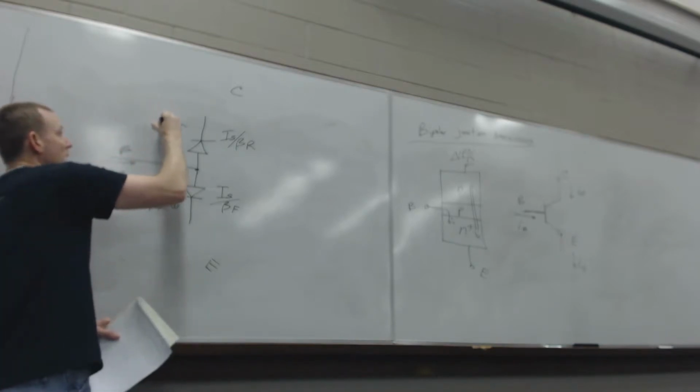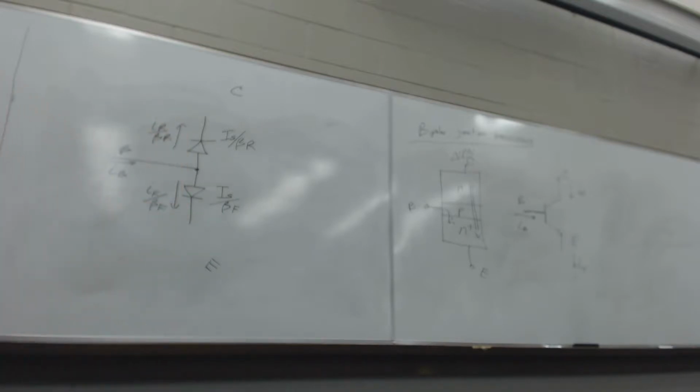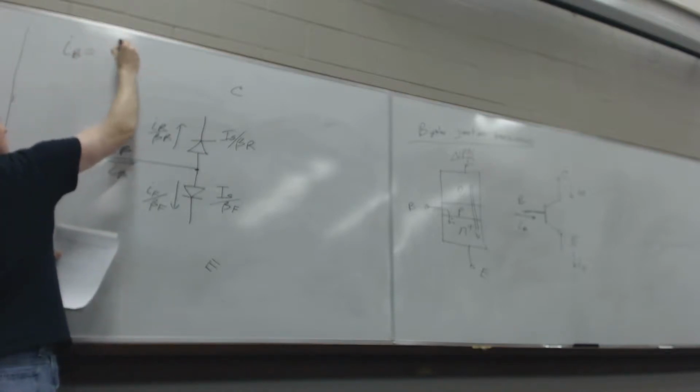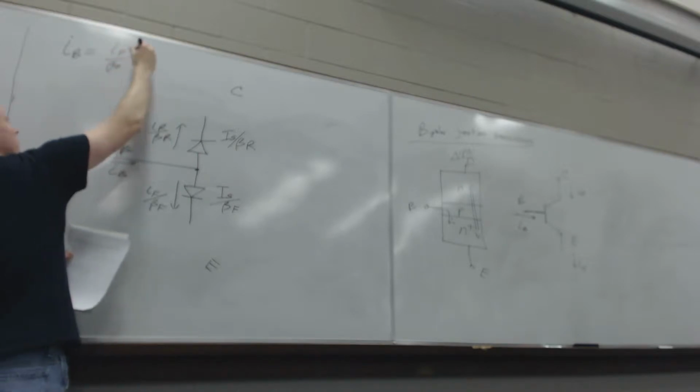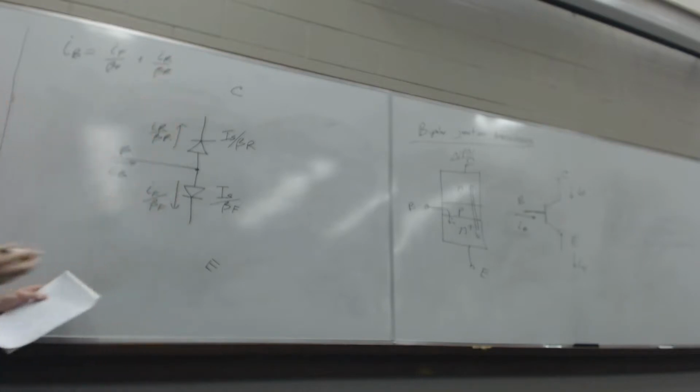So this is I_R over beta_R. That current. Can we come up with I_B now? Isn't it just KCL? Yeah, KCL. I_B. Put this up here. I_B. Here's what? I_F over beta_F plus I_R over beta_R. I don't know if that's useful, but if we can do KCL, we might as well do it because it's just addition.